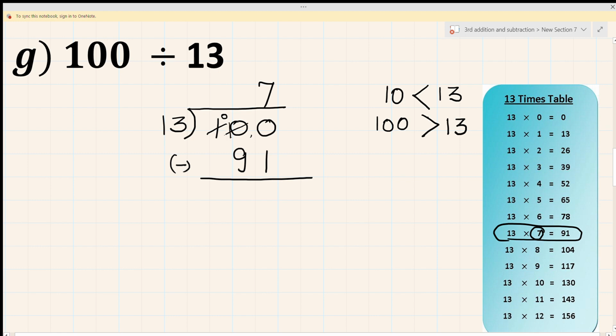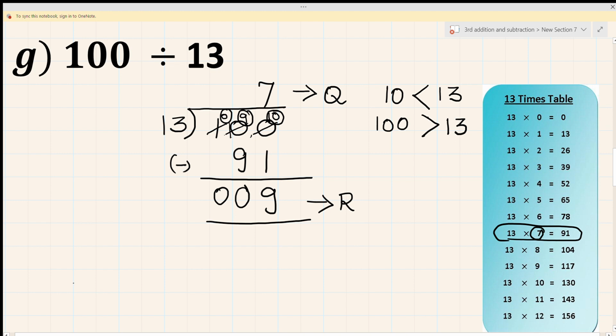If you borrow 1, the hundreds place becomes 0, the tens place becomes 9 and the ones place becomes 10. Now we can subtract 10 and 1. So 10 minus 1 is 9. 9 minus 1, 0. And here we have only 0. So take the 0 down. Now we got the remainder. The remainder is smaller than the divisor. So we cannot divide. So this is the remainder and 7 is the quotient. Let us write down the answer.